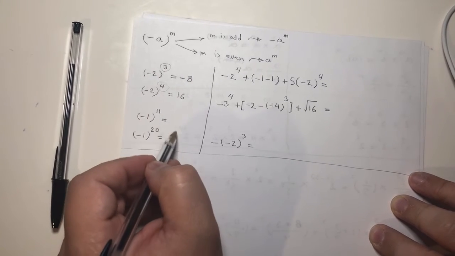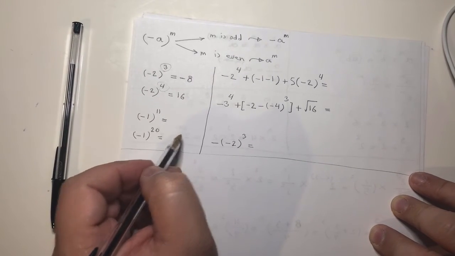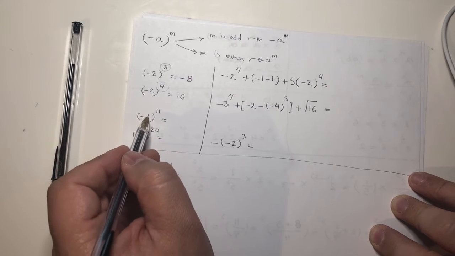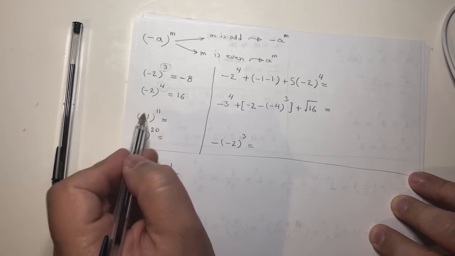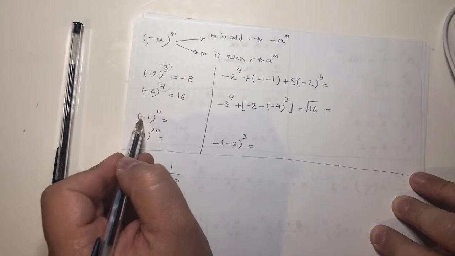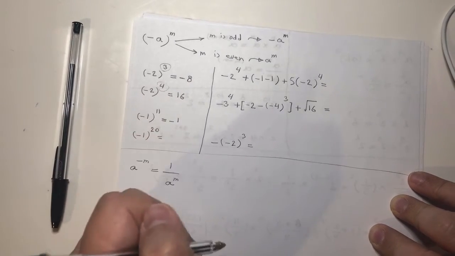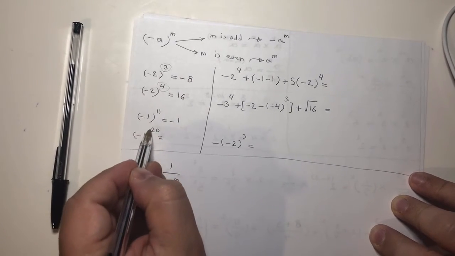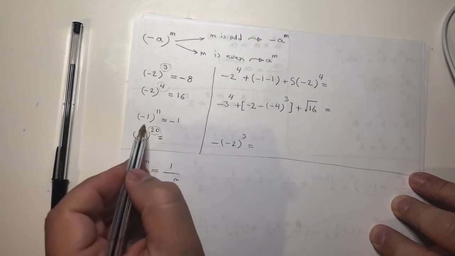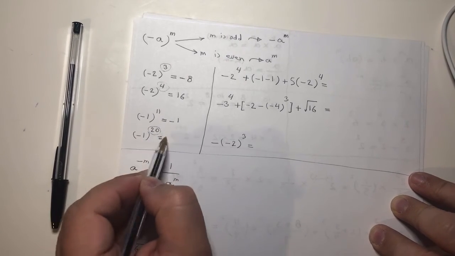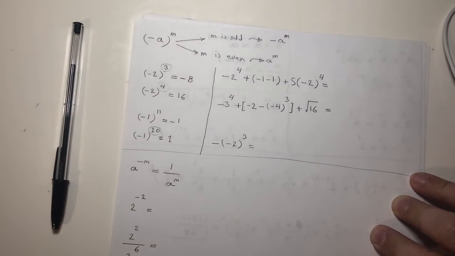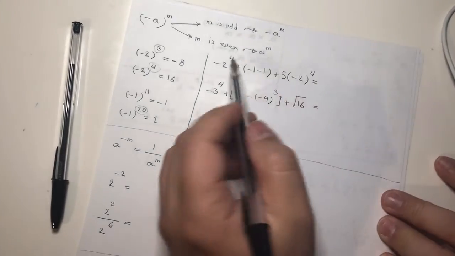Minus 1 to the power of 11. It's obvious. 1 to the power of 11 is 1, but because 11 is an odd number, the minus sign will survive. But here, because the exponent is an even number, the minus sign doesn't survive, right? Let's do a little more complicated ones.